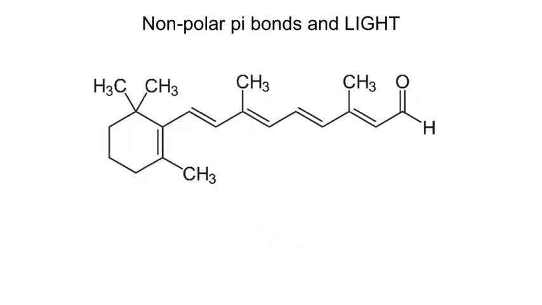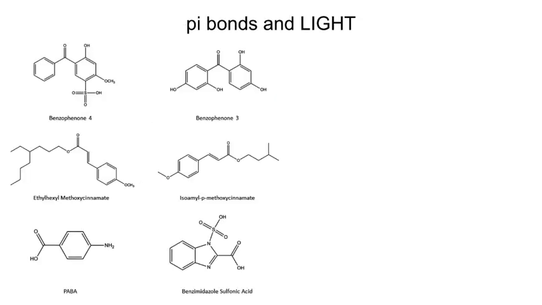What else could we do with it? Oops, I forgot that button doesn't work. So still pi bonds in light. So we got a bunch of pi bonds here. We've added some different types of pi bonds in here, but for the most part, it's still pi bonds in light. Anybody know anything about these molecules?